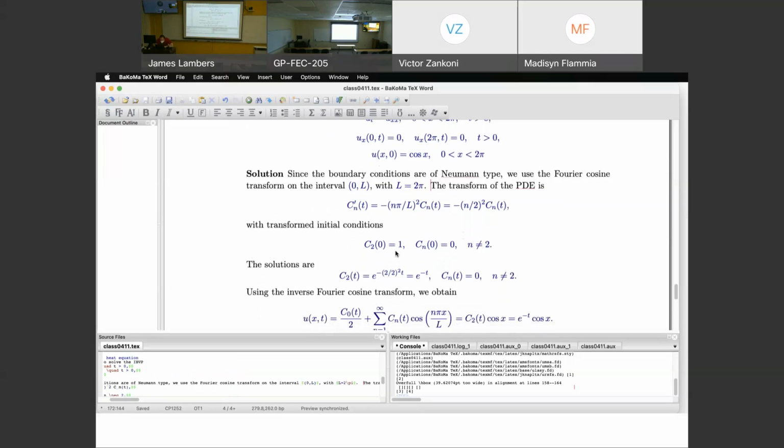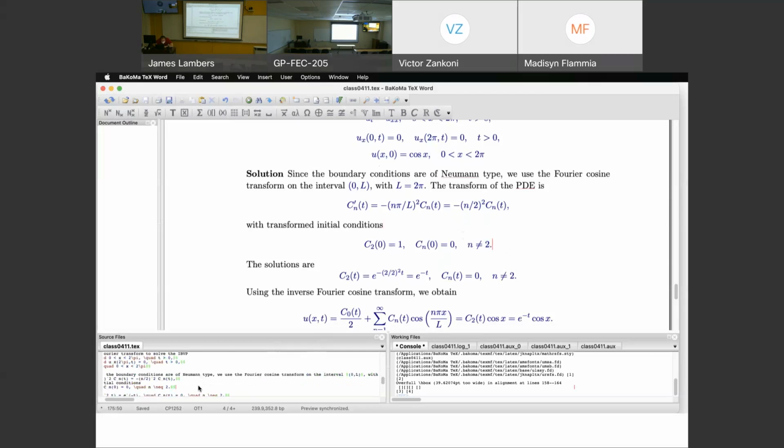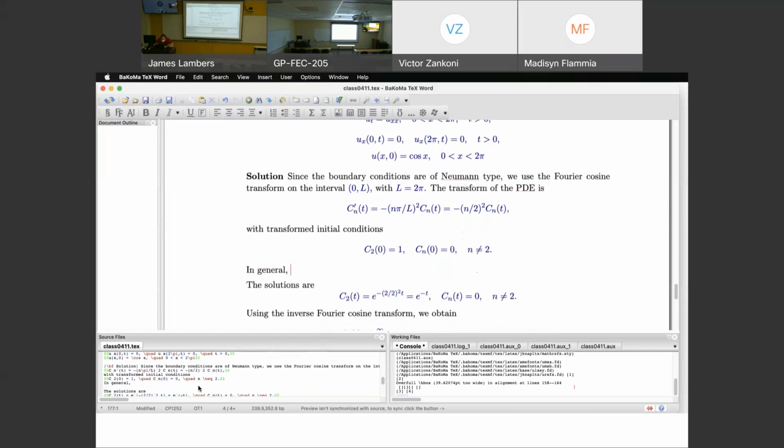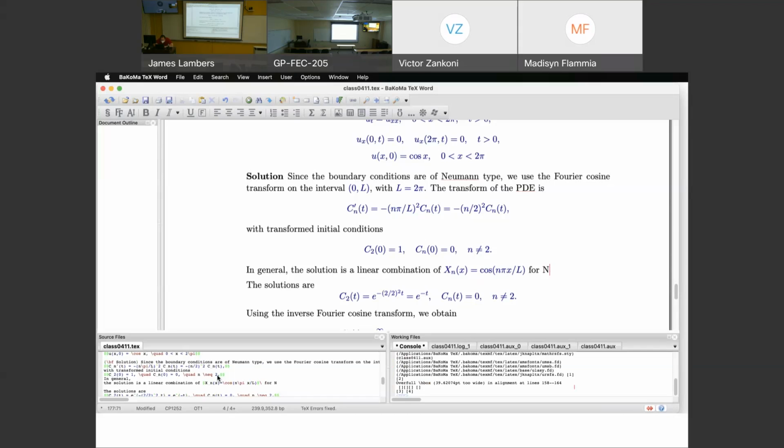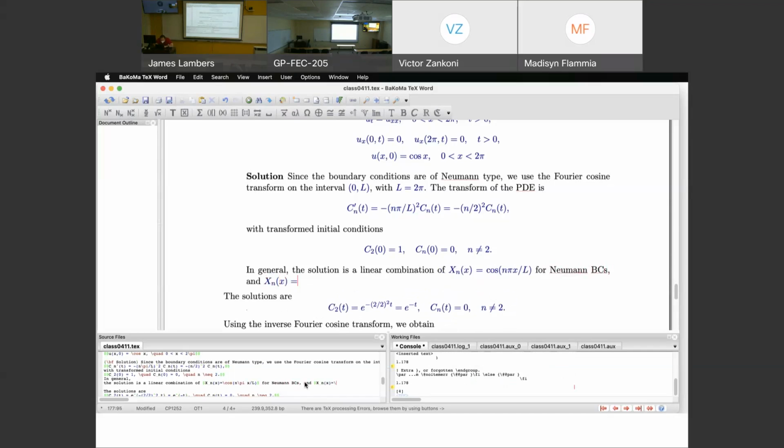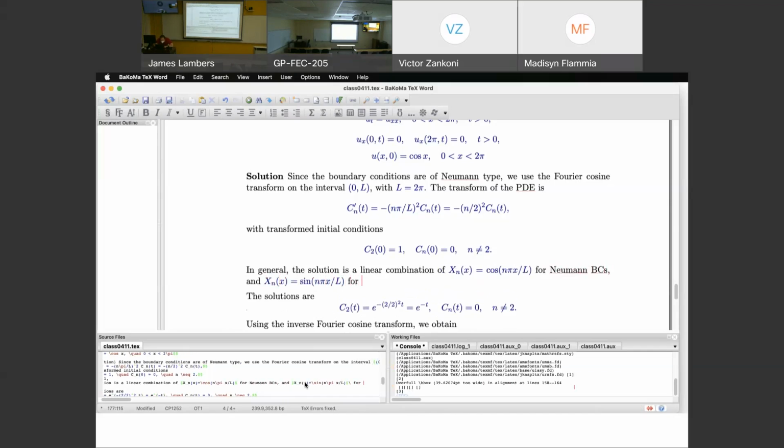So in general, the combination of x and of x, which in this case is cosine n pi x over L for Neumann boundary conditions, and sine n pi x over L for Dirichlet type 1 boundary conditions.